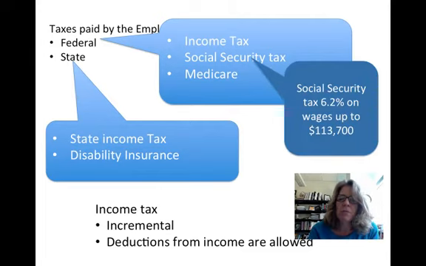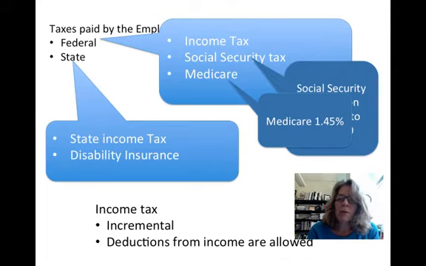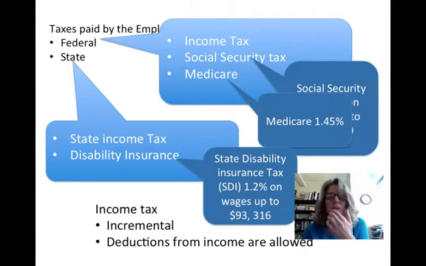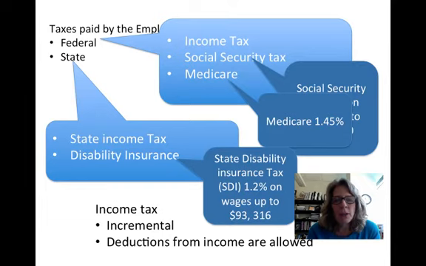Again, it's 6.2% on wages up to $113,000. There's a limit on the wages. This is the same that the employer pays. And then for Medicare, it's 1.45%, and there's no limit. This is also the same as the employer pays. For disability insurance, which is called SDI in California, it's 1.2% of the wages, up to $93,316. So again, you should be able to find those values on the handout that is on PolyLearn. Those particular values you can refer to later.